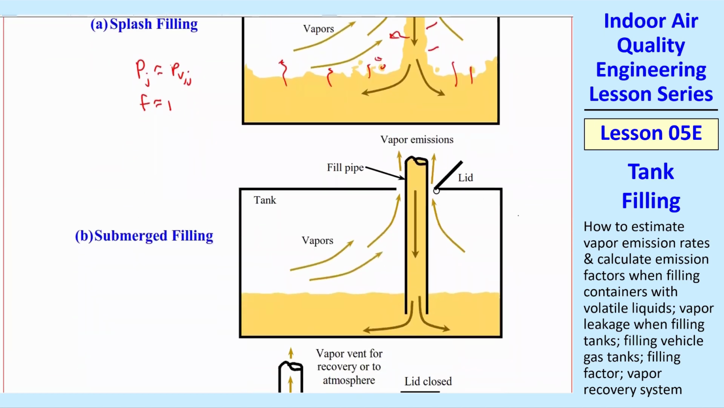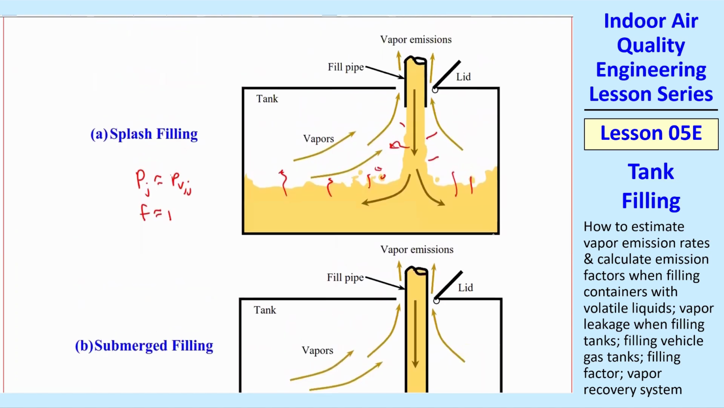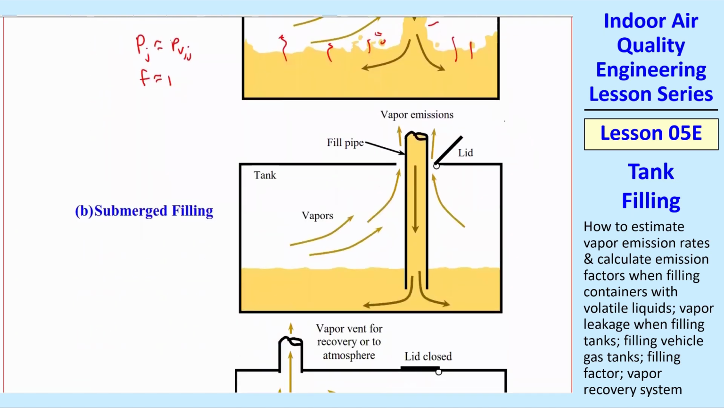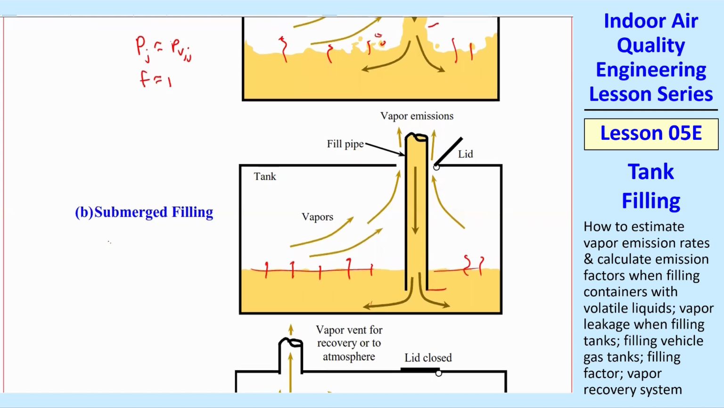Now, you might save some by doing submerged filling. So if you have your pipe coming in, instead of just splashing it from the top, you have a pipe that extends to the bottom, and then at first it's splashing, but once this level reaches the lip there, you don't have any splashing anymore, and this just rises nicely like a piston. So there's some evaporation going on, but again, depending on how fast it's evaporating, this P_j will be less than P_vj because it hasn't had a chance to fully evaporate and saturate. So F might be approximately 0.5.